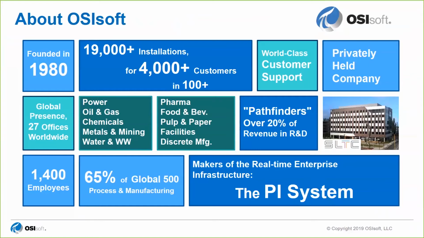If we flash forward to today, we have over 19,000 installations of Pi systems with over 4,000 customers all over the world. So OSIsoft has a global presence. We have 27 offices all across the globe with over 1,400 employees, and we have established ourselves as a world-class customer support partner and a leader in data collection, analysis, distribution, and overall excellence. We've always been proud to be pathfinders, and we really believe that when our customers succeed, we really provide them value.